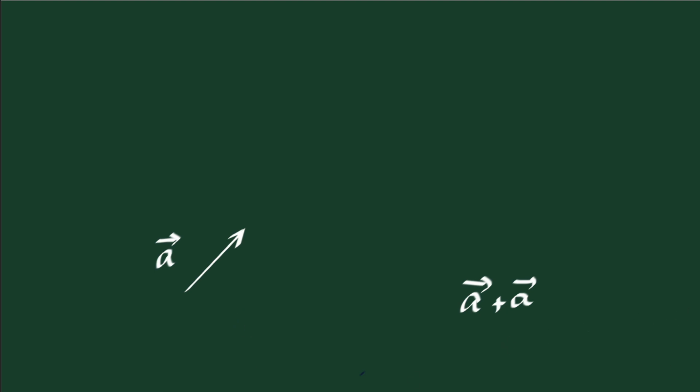So as before, we first take a copy of that vector and then let's move it and place it head to tail like so. When we do that, you can see that the resultant is going to be this, starting at the tail of the first one, ending at the tip of the second one. So it's going to be a vector twice as long, pointing in the same direction. A plus A, we want to call it 2A. 2A is a vector twice as long, pointing in the same direction as A.